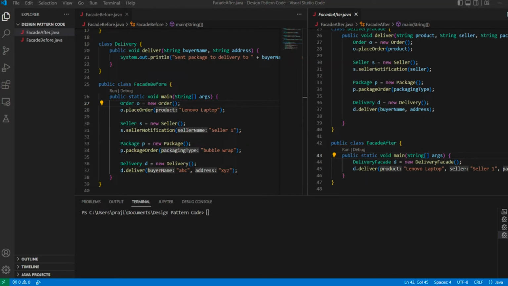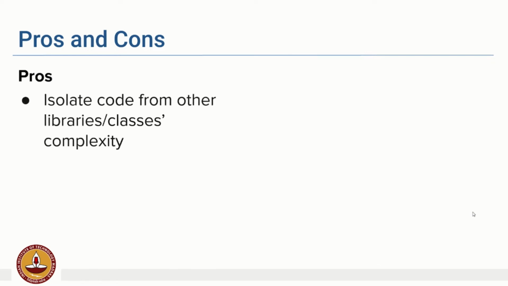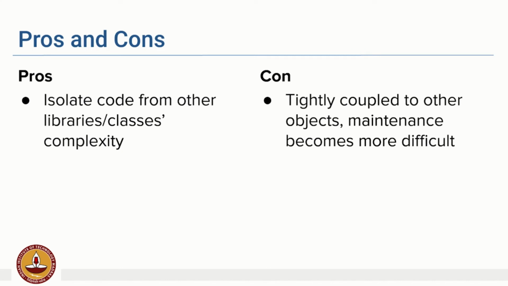So what are the pros and cons of using the facade design pattern? One advantage is, as we saw, that it helps us isolate the complexity of the code or the different libraries that we have and expose clients to just a single method or function. The disadvantage of using the facade design pattern is that the facade is tightly coupled to other objects, and because of this, maintenance becomes more difficult.